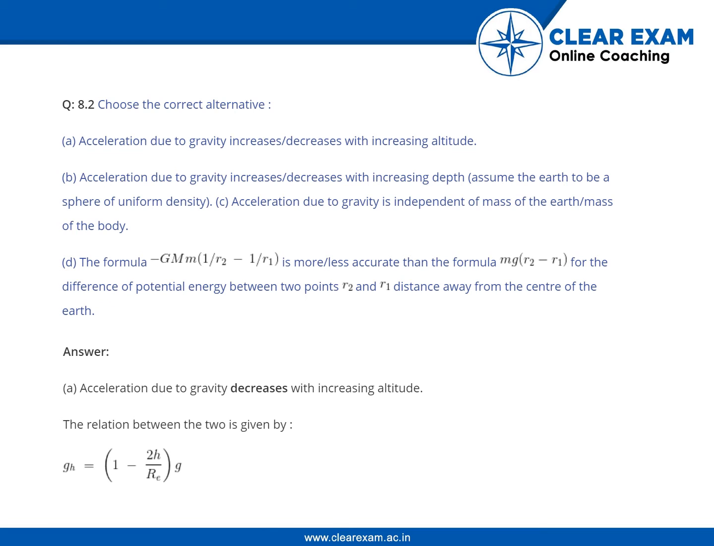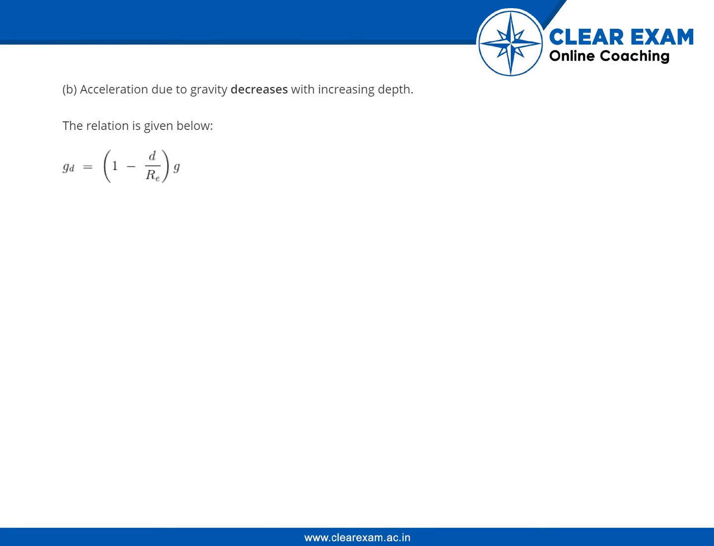So the first one: acceleration due to gravity decreases with increasing altitude. So the relationship between these two is given as g_h is equal to (1 minus 2h by R_E) into g. Okay, so this is the formula. The acceleration due to gravity decreases with increase in depth. So the relation is given by the formula g_d is equal to (1 minus d by R_E) into g.